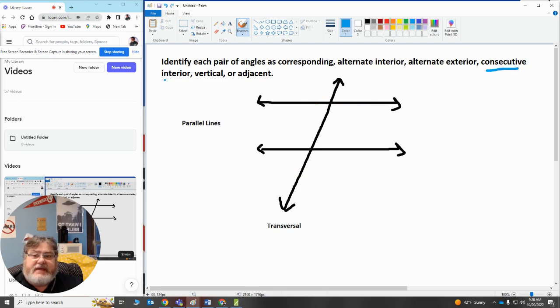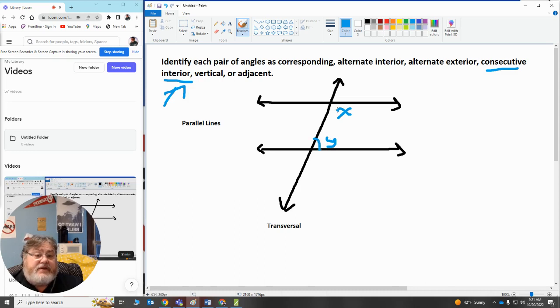Consecutive interior. Well, again, there's that word interior once again, so it has to be in the parallel lines. Consecutive interior means it's on the inside and they're on the same side as the transversal line. So therefore, angle X, its consecutive interior would be angle Y.